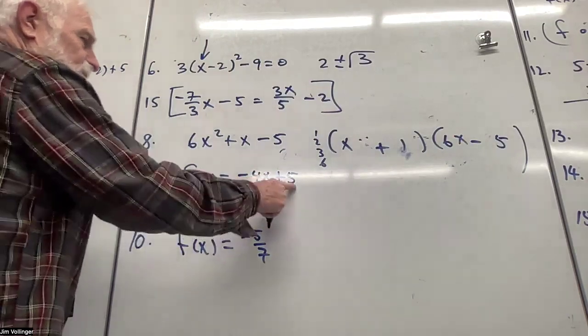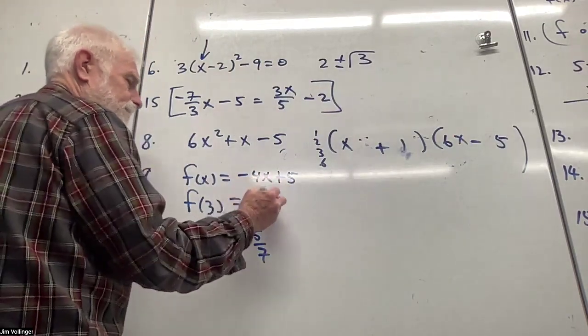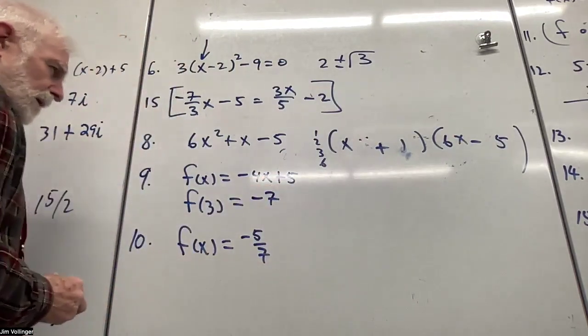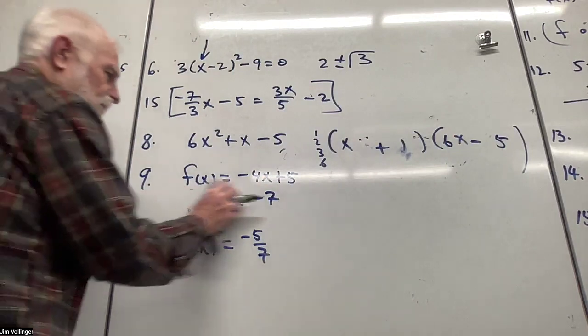Put a 3 in: minus 12 plus 5, minus 7. When does this equal -5/7? Okay, well, we can erase that.